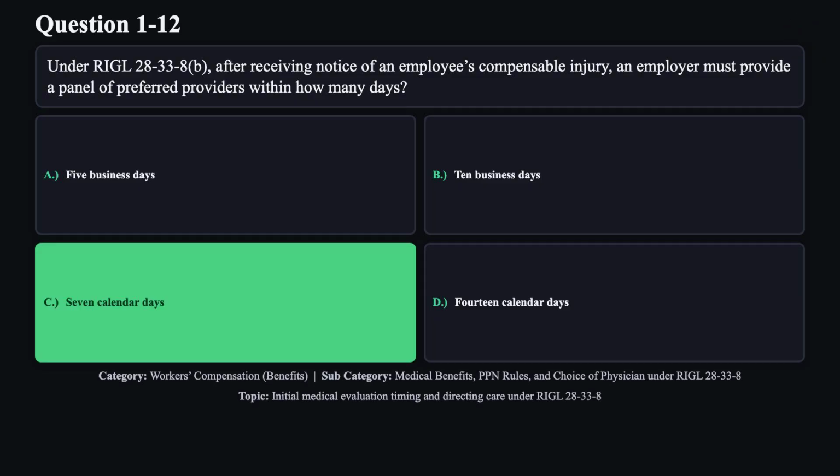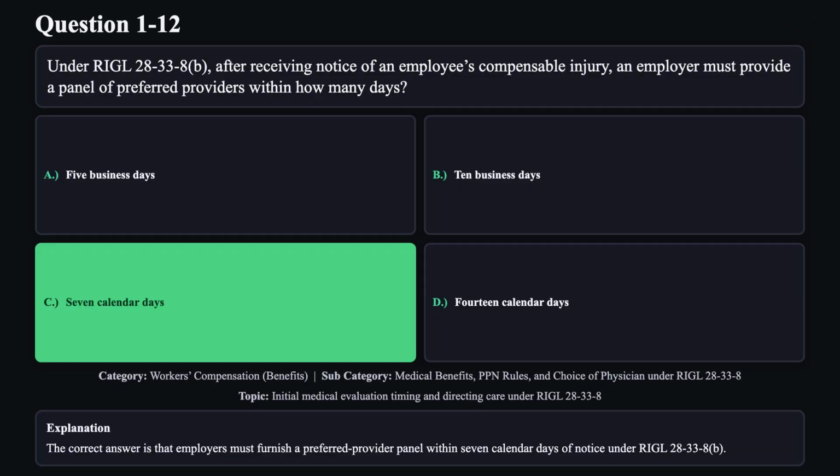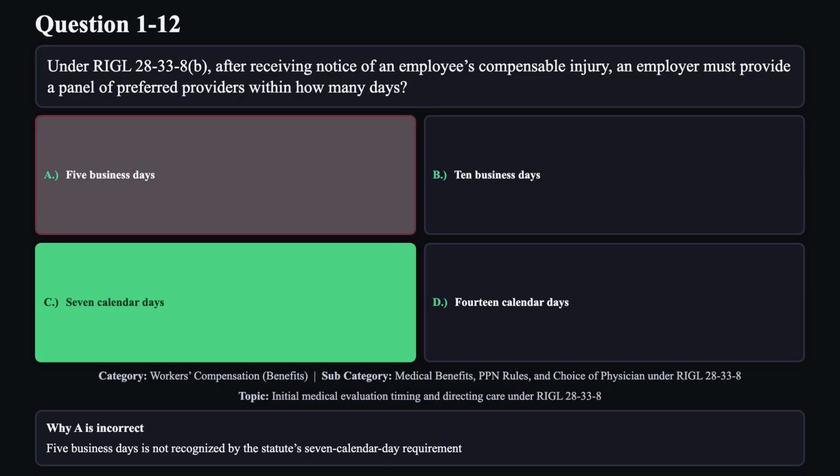The correct answer is C. The correct answer is that employers must furnish a preferred provider panel within 7 calendar days of notice under RIGL 28-33-8. Reason A is not correct. 5 business days is not recognized by the statute's 7 calendar day requirement.